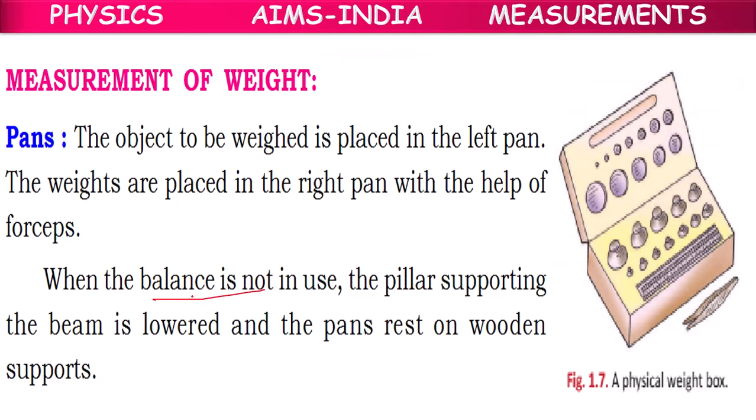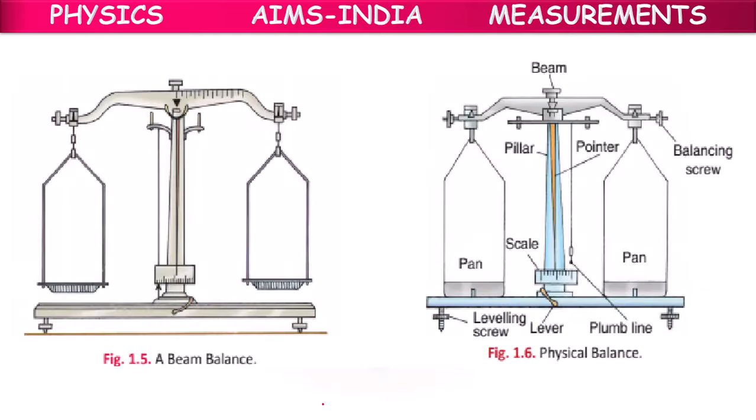When the balance is not in use, the pillar supporting the beam is lowered and the pans rest on wooden supports. Means when we are using the physical balance, we can use the knob and lift the pans up. But if we are not using it, both the pans should rest on the base.